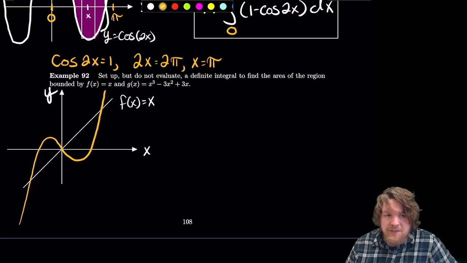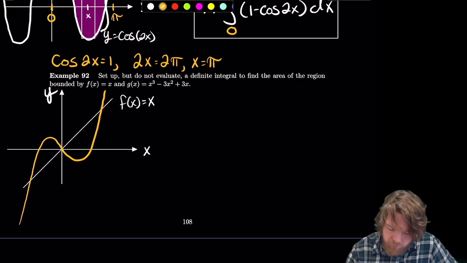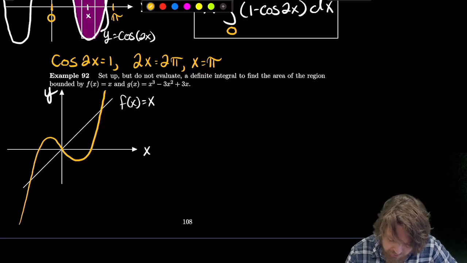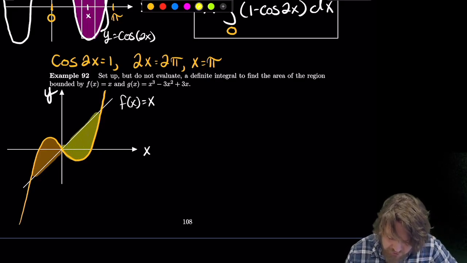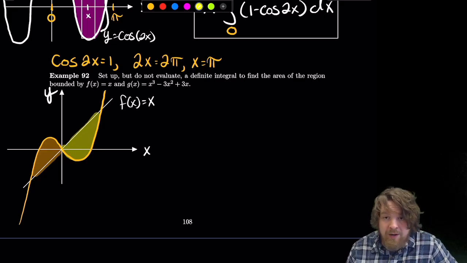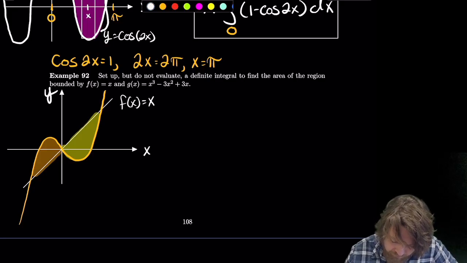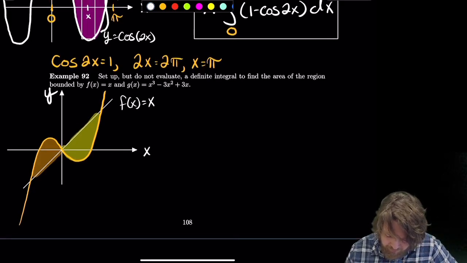So what I'm seeing almost immediately here is that we don't have one top function. We have one function on top towards the left, and then we have another function on top towards the right. So we actually do change functions right at x equals 0. So let's go ahead and think about how we'd account for that.